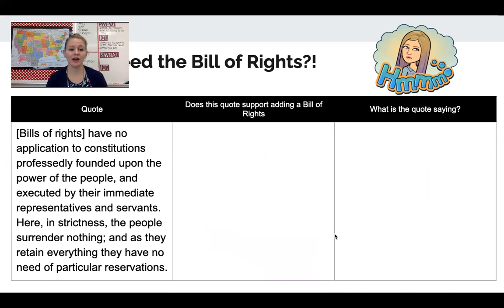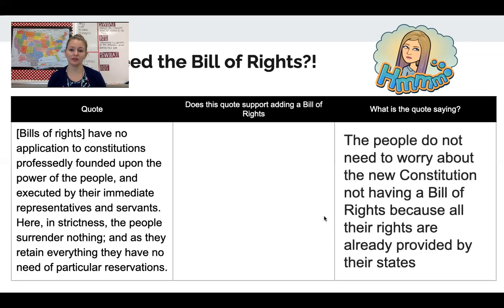"Bills of Rights have no application to constitutions professedly founded upon the power of the people and executed by their immediate representatives and servants. Here, in strictness, the people surrender nothing, and as they retain everything, they have no need of particular reservations." Again, very wordy.